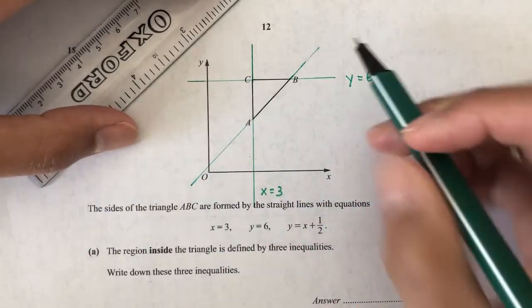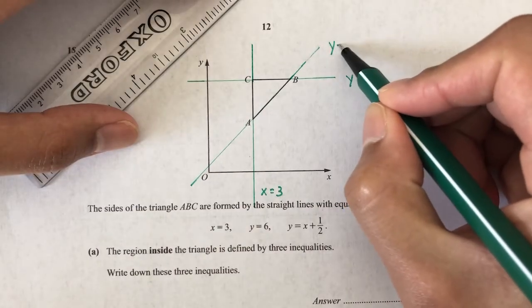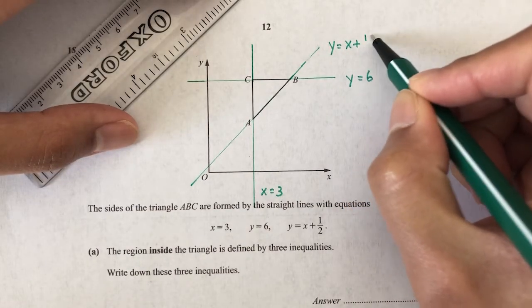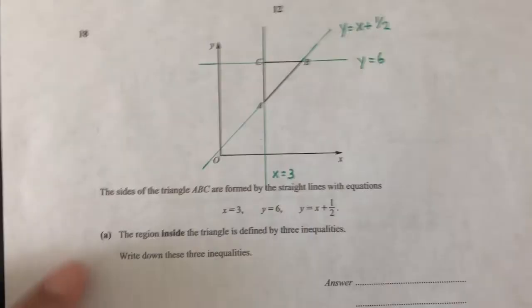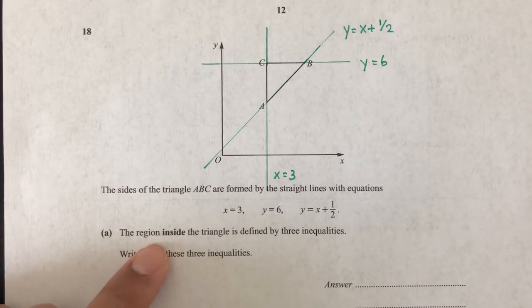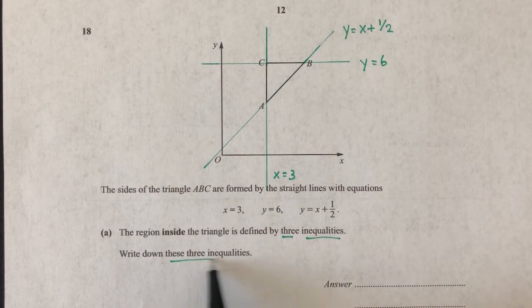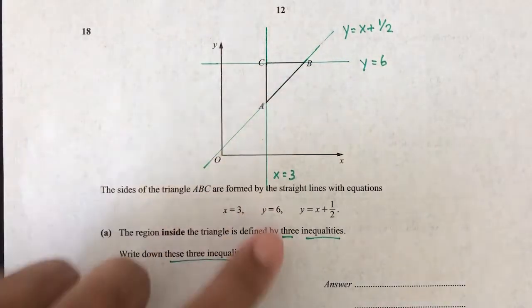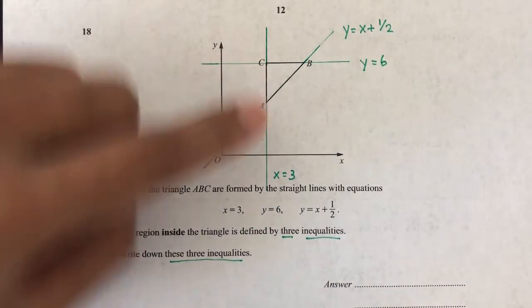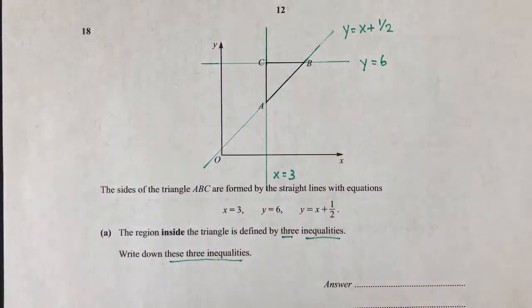Okay, so now we have labeled all the lines that we have on the graph. We can move on to part 1. The region inside the triangle is defined by 3 inequalities, so write down these 3 inequalities. We observe that we have a region A, B, C, a triangle, and the region inside is defined by these 3 lines. So let's take one by one.